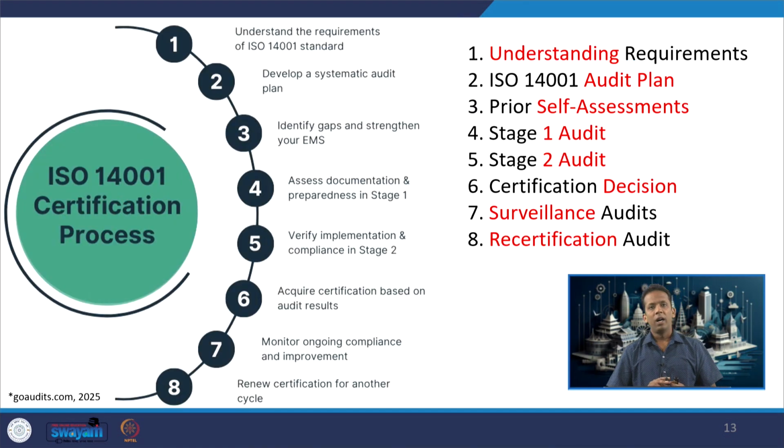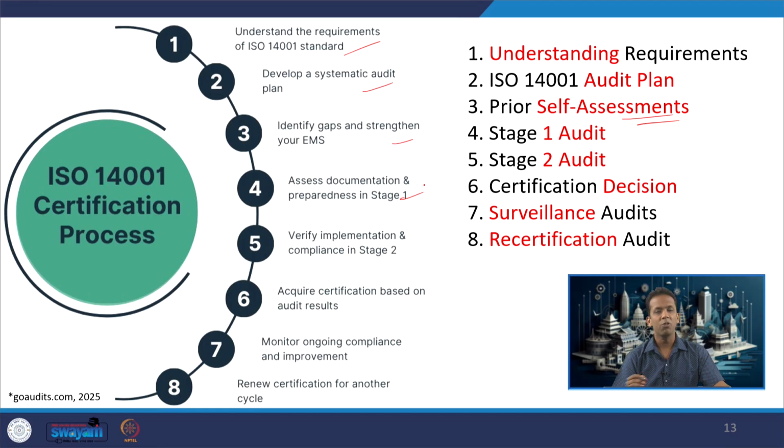So, when applying for ISO 14000 certificate, these are the 8 steps mentioned here to simplify, and some of them are similar to what we studied on whether we require an ISO certificate or not. The first step is to understand the requirement of the ISO 14001 standard. Then you develop a systematic audit plan, identify the gaps and strengthen the EMS, which means the self assessment of whatever exists in our company at present so far as environmental performance is concerned. We inspect that, assess it, and identify whether there are any gaps, any lacuna which needs to be addressed or revamped.